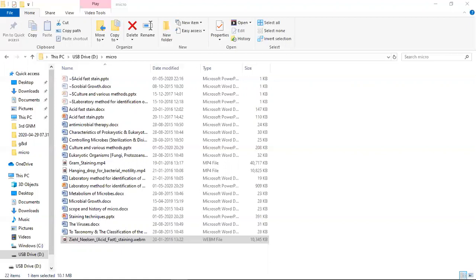Now we are applying carbol fuchsin over the fixed slide, with a strong concentration of carbol fuchsin. After that we are heating it. If Bunsen burners are available you can use them, otherwise you can use the spirit lamp. Heat it for 5 minutes. Don't overheat. Heat the slide from below till fumes arise. Do not overheat or boil the slide.